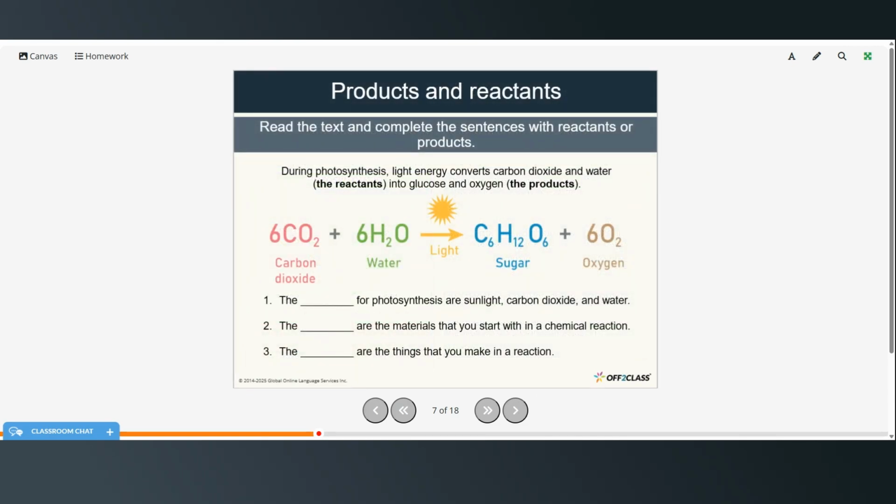All right, so now we're going to read the text and complete the sentences with reactants or products. So during photosynthesis, light energy converts carbon dioxide and water, the reactants, into glucose and oxygen, the products. Okay, so see if you can fill in the blanks here.